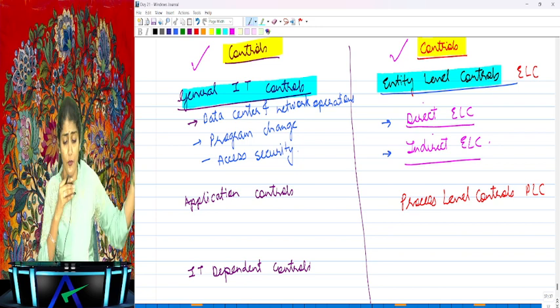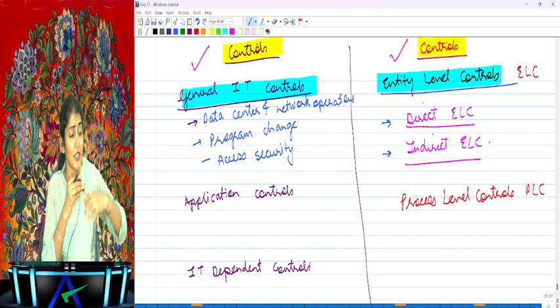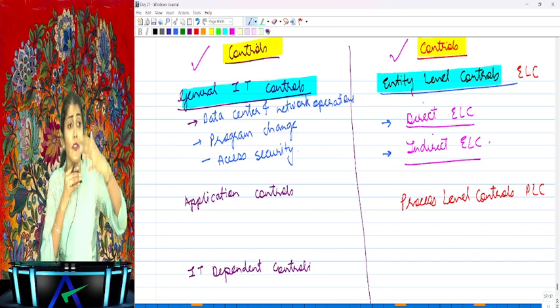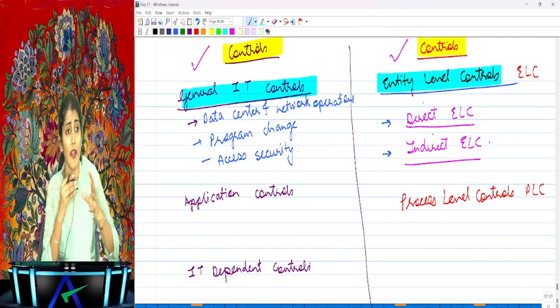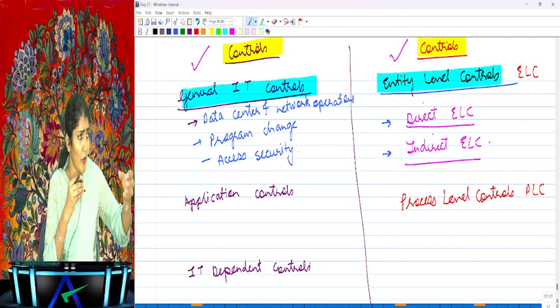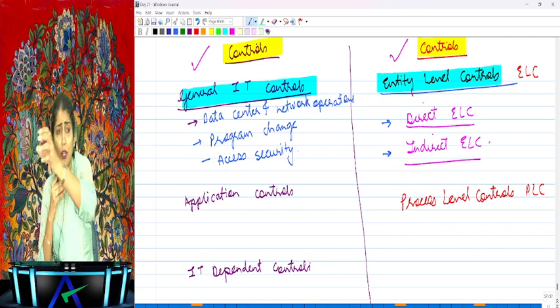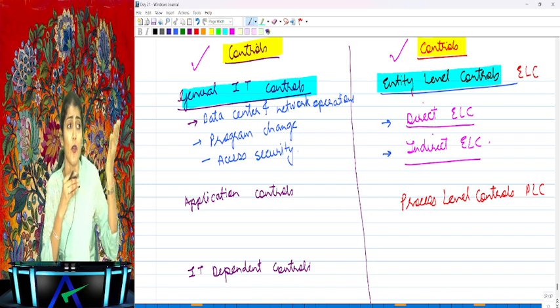General IT controls means these are pervasive, these are overall, these are operating across the organization in the mainframe, mini frame, or the end user environment. That every employee, when they come in the organization, they should be having the access card. Now, this is not a control for a particular employee or for a particular individual. It is a control which is there across the organization.